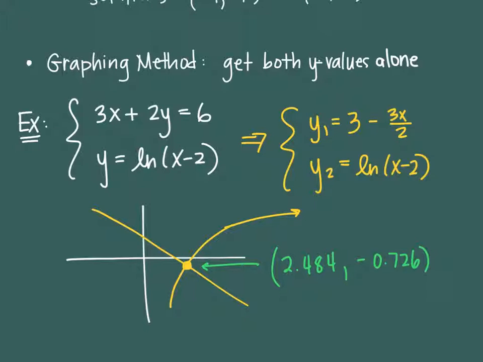So I want to see the work you did to get your y's by itself. I would like to see a sketch of the graph, and then an arrow pointing to the intersection spot.